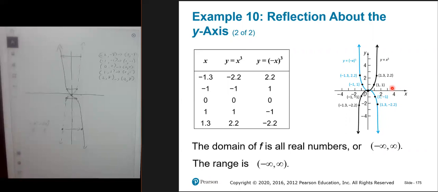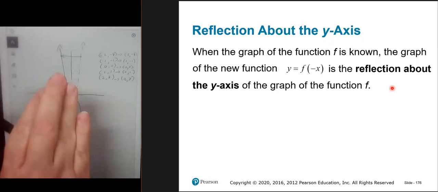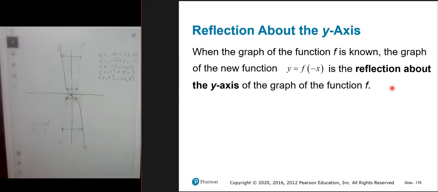Okay, so the domain and range don't change. It's still all real numbers for both the domain and range. When the graph of a function f is known, the graph of the new function y equals f of negative x is a reflection about the y-axis of the graph of the function. So that's just saying that. Yeah, so we're flipping it across the y-axis.